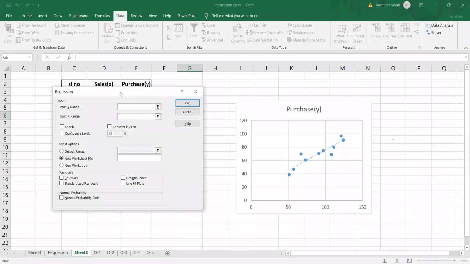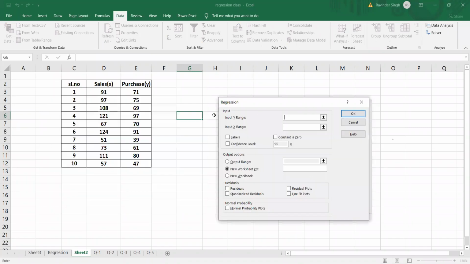Now you can see one window box will open. It is asking for the input Y range. In this case I have taken this as Y, so I will put this as my input Y range, because I am finding the equation of Y on X. If you are finding the equation of Y on X, then this will be your Y and this will be your X. Next, you have to input the X range. Confidence level will be 95%.